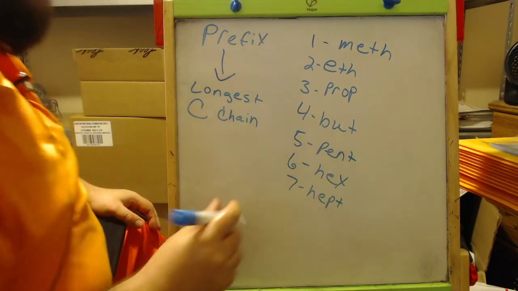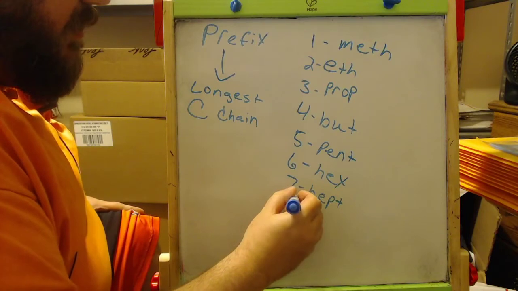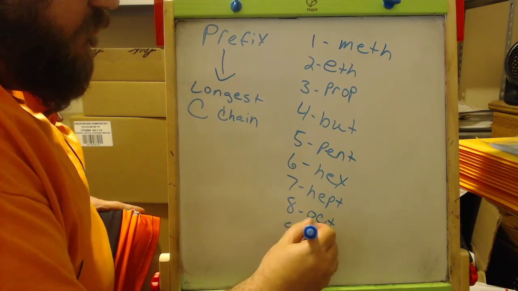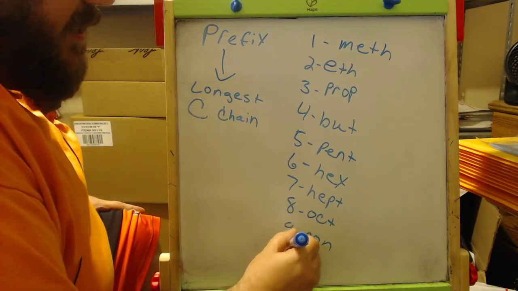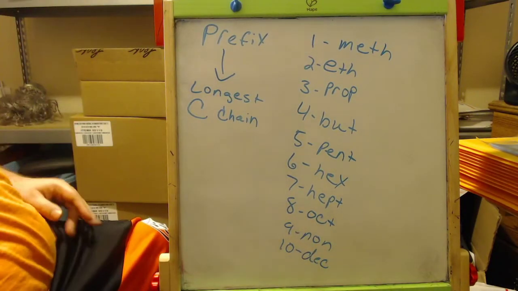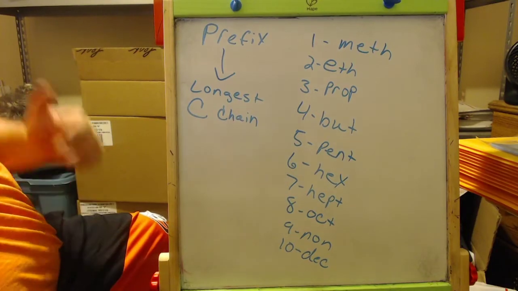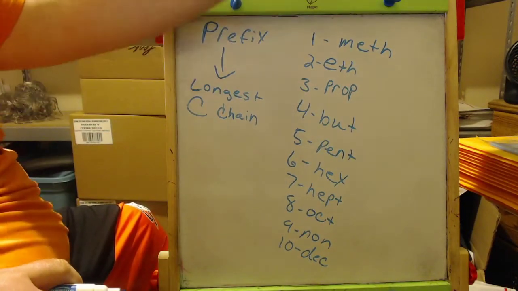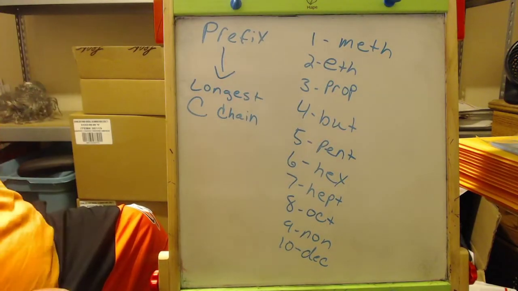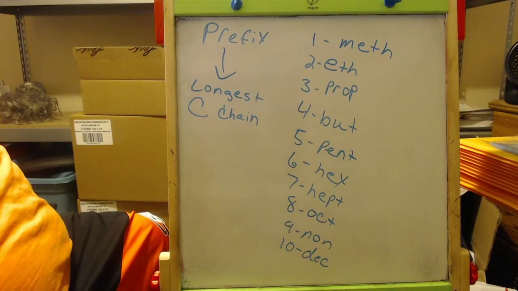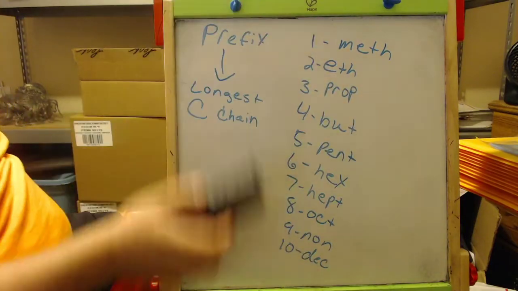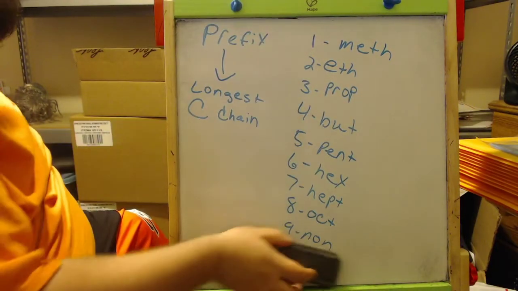Sept is septa. That is transportation in Philadelphia. 8 is oct. 9 is non. And 10 is dec. Okay? So that's step 1. Step 1 is, what is my longest chain of carbon? Meth, eth, prop, bute, pent, hex, hept, oct, non, and dec. If we have to go above that, we'll talk about it when we need to go above it. But for right now, 10 should suffice for what we need.